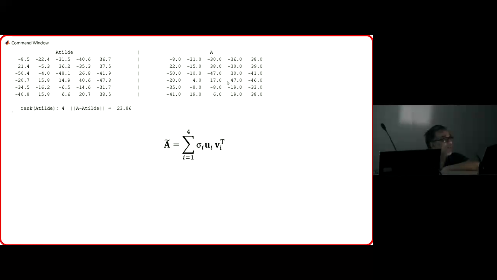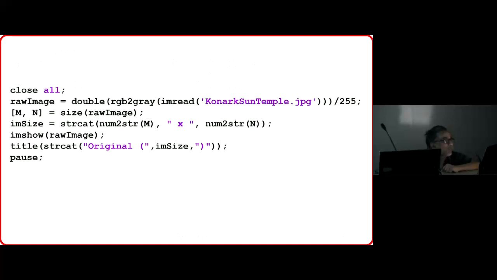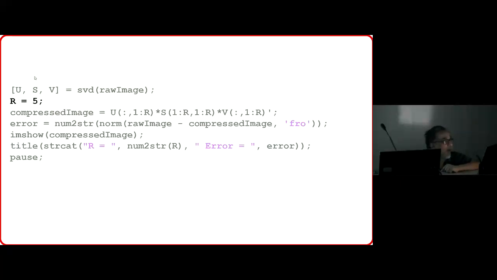Just like with matrices here, pretend this is the original image, and with R equals 4, A tilde would be the corresponding compressed image. This is the original image. After I do this image compression, this is what I get. Very poor quality, right? Rank 5. This matrix is of rank 5. That's why we see these vertical and horizontal lines, because across all the rows you have only 5 independent rows. Likewise, you have only 5 independent columns.